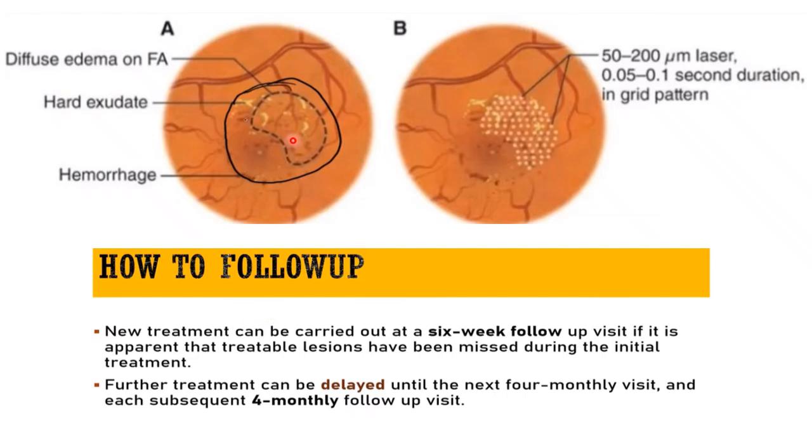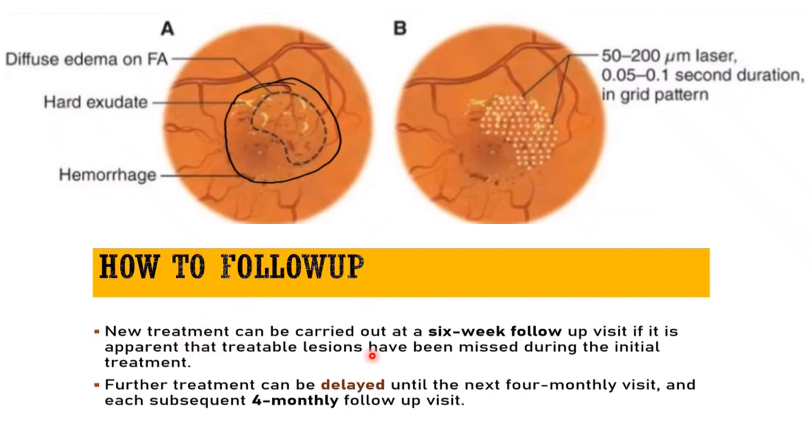Now, follow up. Suppose this was an area of diffuse leakage. You gave a grid laser in this area. The spot size is around 50 to 200 microns. You can remember 50 microns spot size, 50 milliseconds duration, in a grid pattern. It's like a grid, one burn width apart. You can also do less than one burn width apart in a tight grid laser.